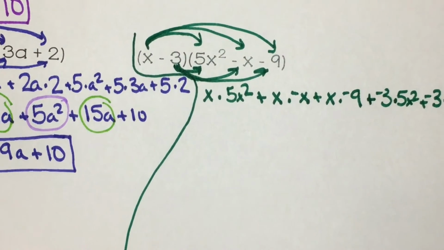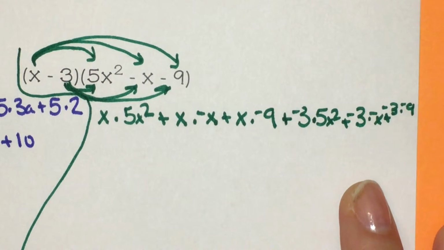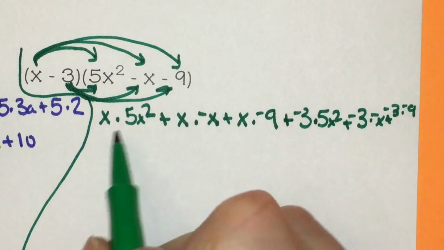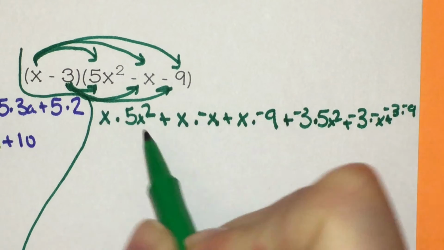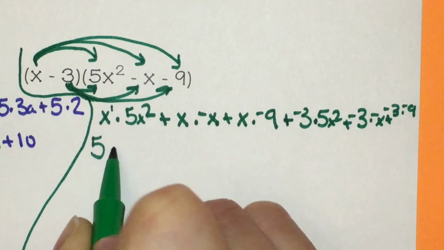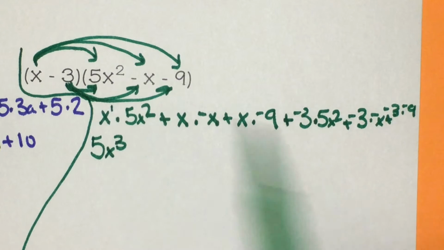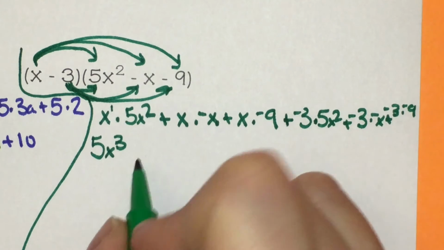Zoom in just so you can see it. There we go. All right, simplify. x times 5x squared. Remember, I can put this x to the power of 1. So we have 5x cubed, because remember, when multiplying bases, add the exponents if the bases are the same.